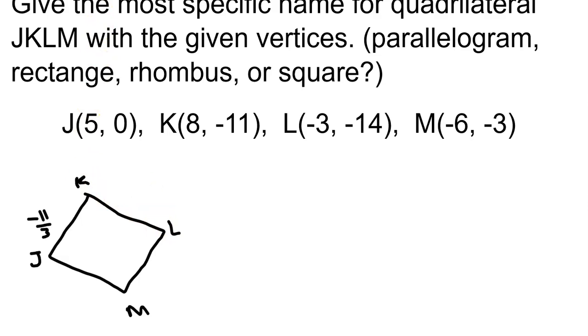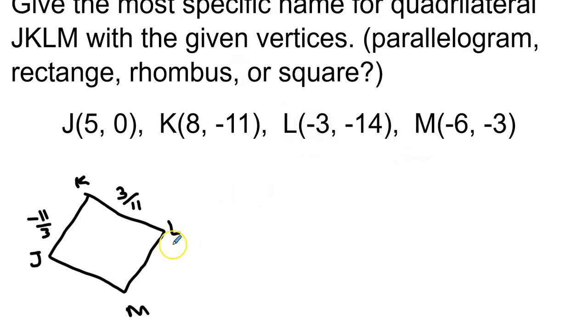We also need the slope of KL. From K to L, the change in Y is minus 3, and the change in X is minus 8 minus 3, so it's minus 11. So that's negative 3 over negative 11, which is 3/11. Let's look at some more slopes here.